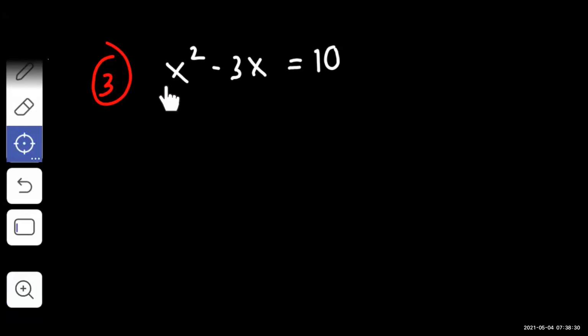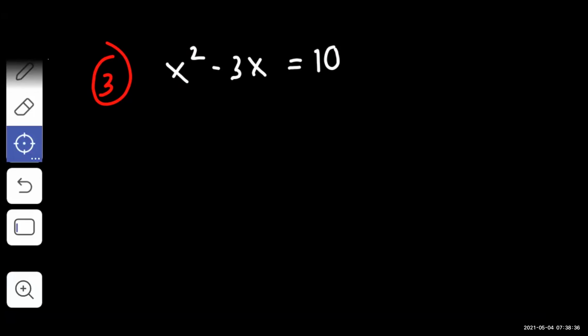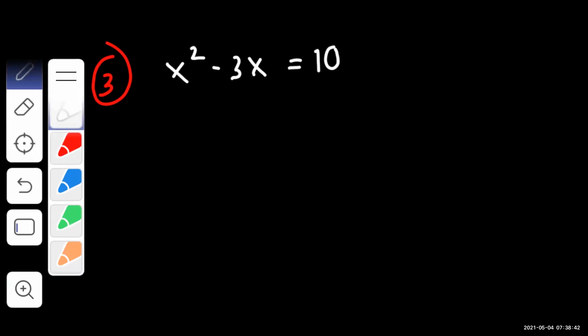Let's have a look at this one. x squared minus 3x equals 10. Let's see how we can tackle this. Again, we have a term on the right side that is not possible to keep there, so we need to move it to the left side. Let's copy this: x squared minus 3x, and this positive 10, if I subtract 10 on either side, this is what I get, and then I'm going to get 0 right here.